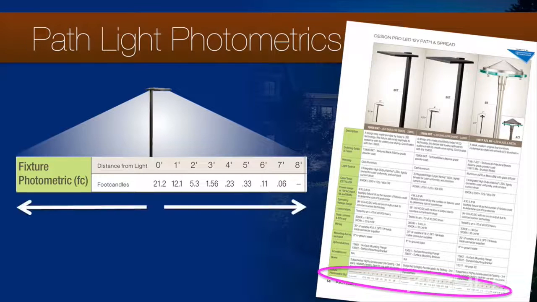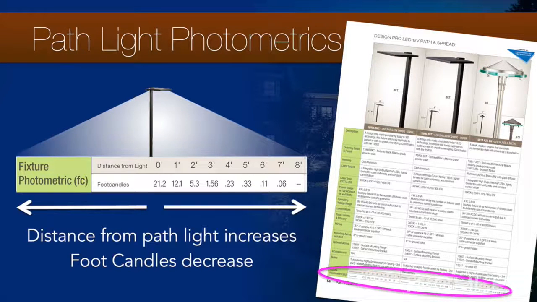The light is brightest closest to the path light, the foot candle value is high, and grows less bright the further away you move from the fixture. The foot candle value goes down. That is, as the distance from the path light increases, the foot candle value decreases. For instance, this path light produces 21.2 foot candles on the ground directly under the fixture, 12.1 foot candles on the ground 1 foot away from the fixture, 5.3 foot candles on the ground 2 feet away from the fixture, 1.56 foot candles on the ground 3 feet away from the fixture, and so on and so forth.